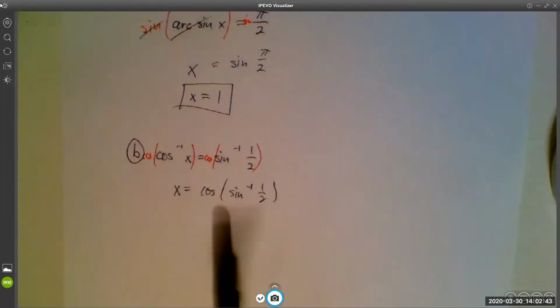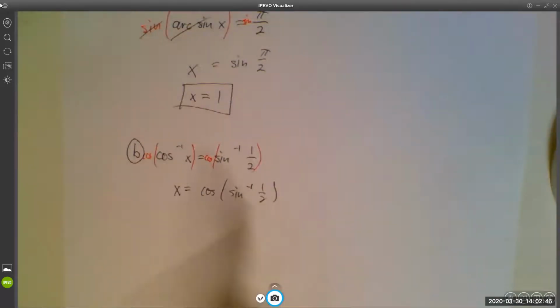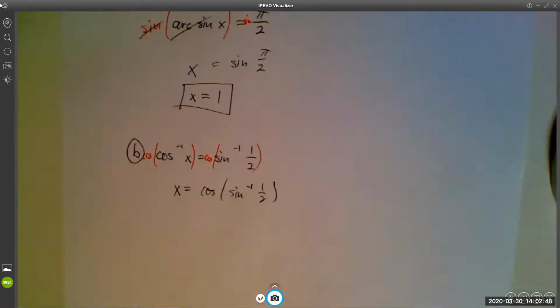We did things like this back in 6.1. We did a bunch of these kinds of things. So that shouldn't be too much of a problem. Again, you could just plug this into your calculator and see what cosine of sine inverse of 1/2 is. If you wanted to do it by hand, which I would strongly encourage you to try, it's a good exercise. Okay, but let's try this one out by hand.